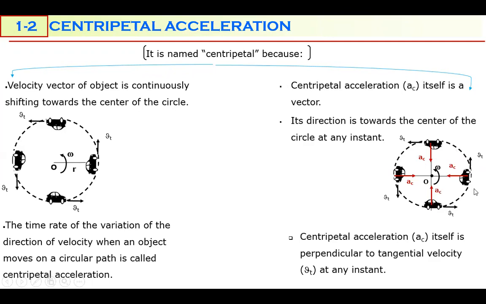So its direction is continuously changing. Centripetal acceleration direction is continuously changing. Centripetal acceleration itself is perpendicular to tangential velocity. Look here, these angles are always 90 degrees. This is one of the most popular questions in the ministry exam. So what is the angle between the tangential speed V and the centripetal acceleration? It's 90. What is the angle between tangential acceleration and centripetal acceleration? 90. Centripetal is on the radius, tangential is on the tangent. So the angle between them is always 90 degrees.